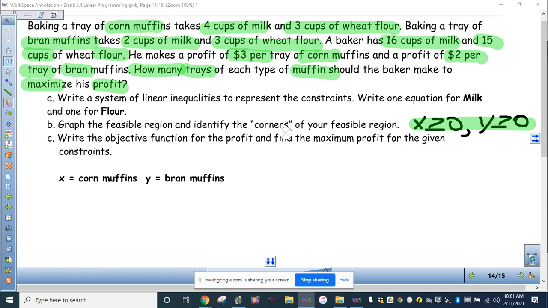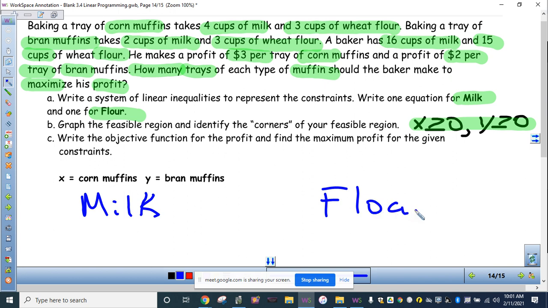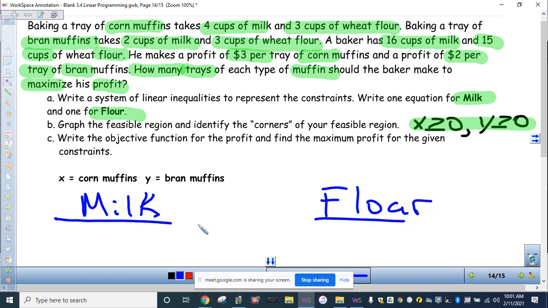For key information, you end up highlighting the whole thing anyways. So moral of the story, corn muffins, bran muffins. We're going to have one equation for milk, one equation for flour. So yeah, you got to write all that highlighted stuff down.